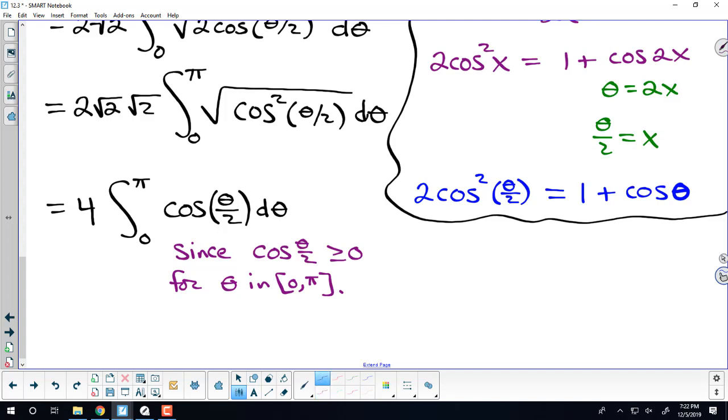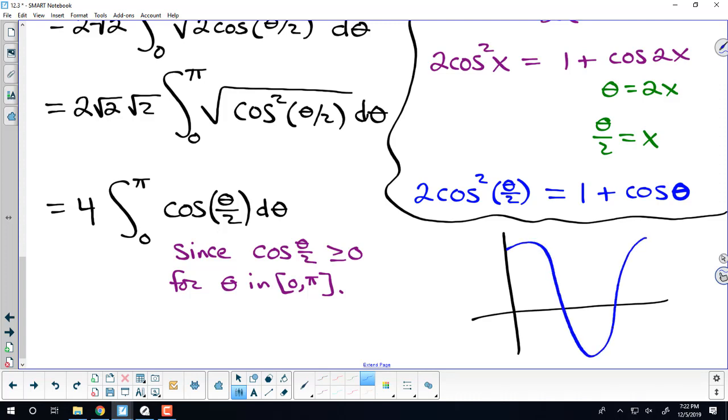But over here, remember the period of cosine is 2 pi over this thing here. So 2 pi over 1/2 gives us 4 pi. So if this is the graph of that stopping at 4 pi, this is 2 pi, this is pi. So this is all cosine of theta over 2. Clearly you can see that it's positive or 0 in between 0 and pi.